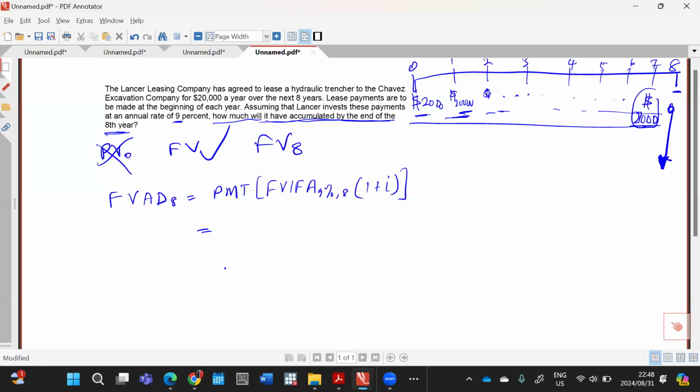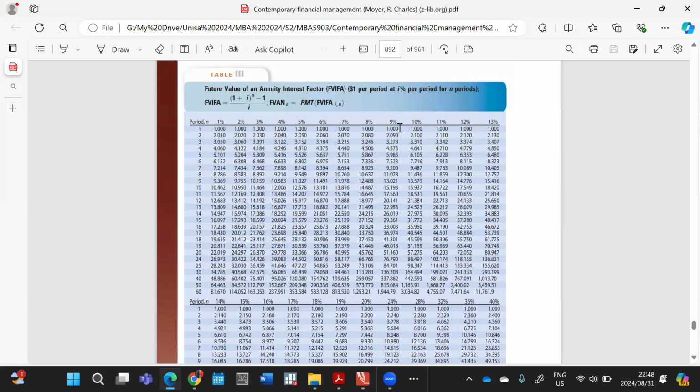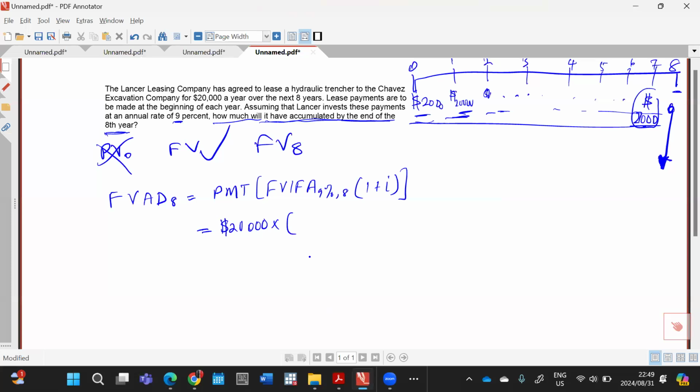So now we go to our tables. Obviously we have our $20,000 here, multiplied by the future value interest factor annuity at 9%, 8 years. If you go to your tables, we said it's table number 3, and we are looking for 9%, 8 years, I'm getting 11.028. Then we multiply that by 1 plus, what is our i? 0.09.